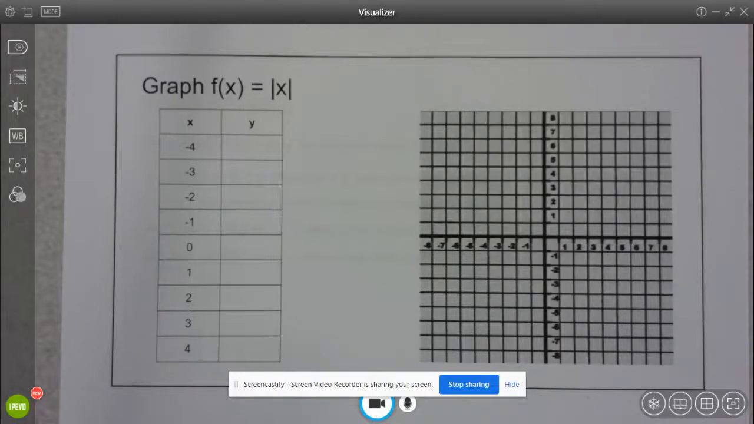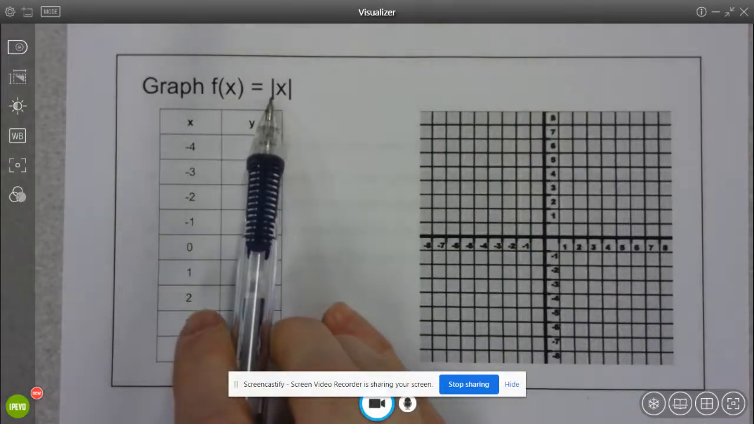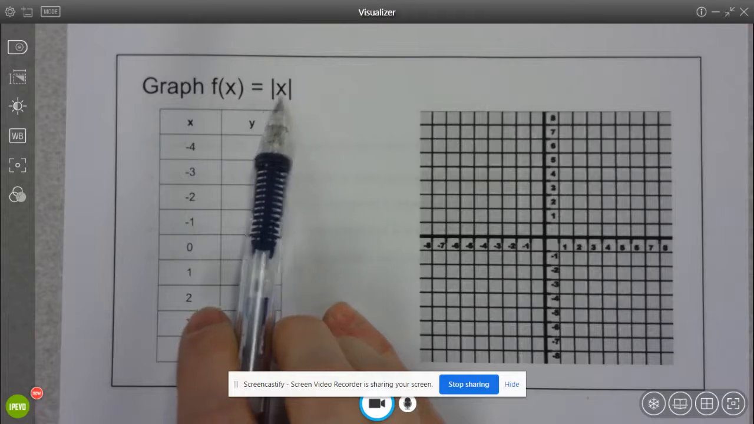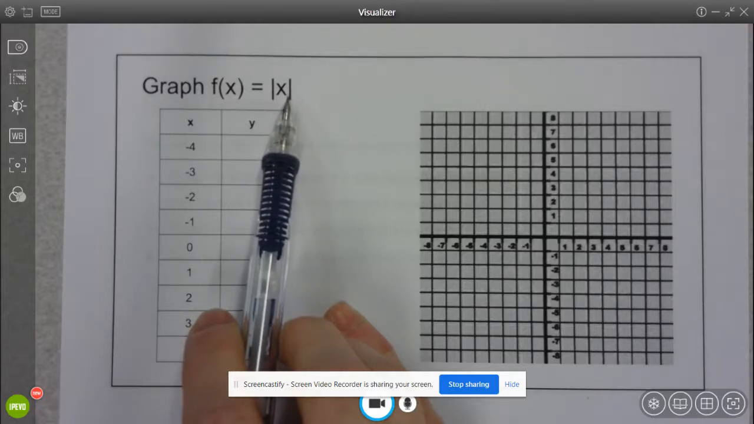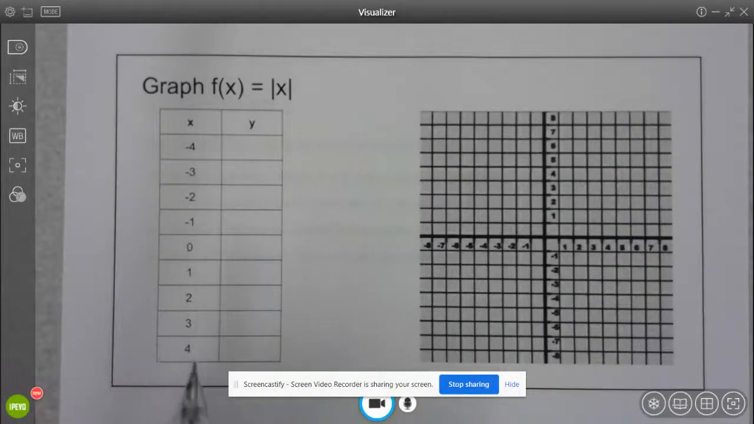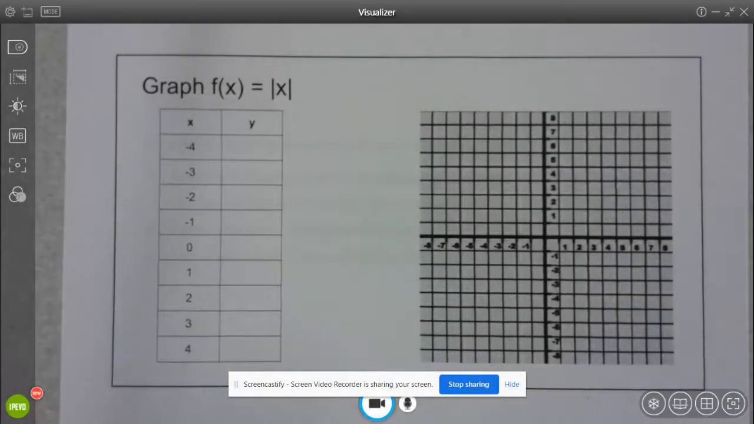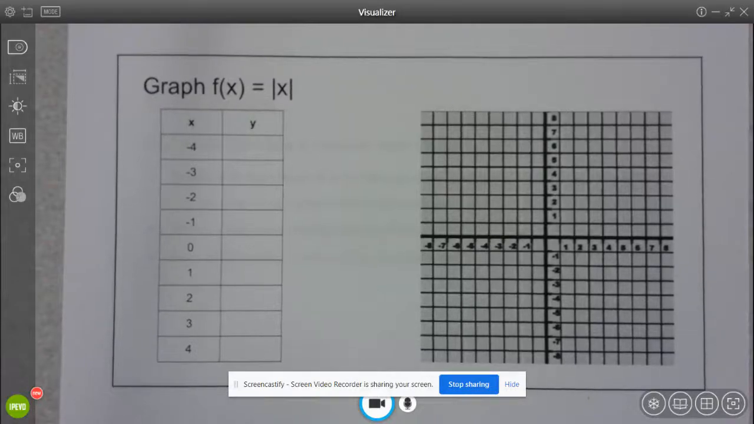All right, so we are going to start this lesson off by graphing this function. If you remember back from middle school, these vertical bars around x mean absolute value. And when we're talking about the absolute value of a number, it is its distance away from 0. So none of my output values in this case should be negative, because distance is always positive.